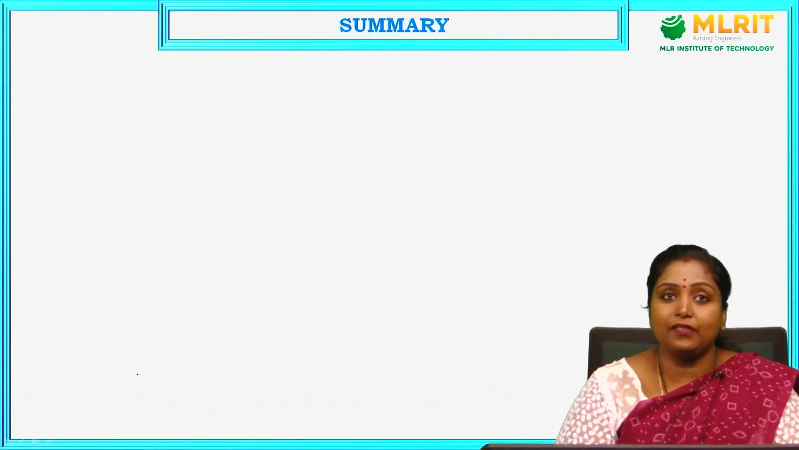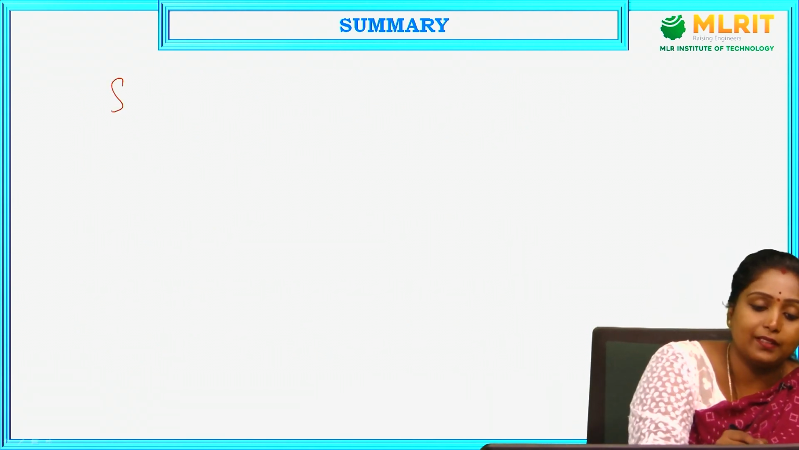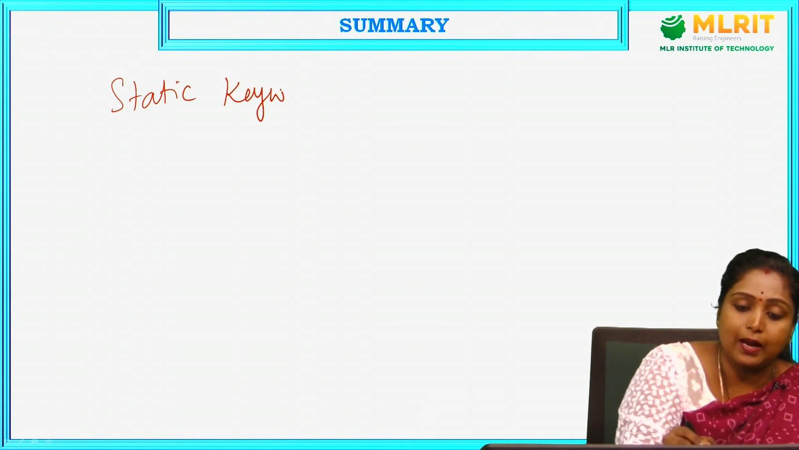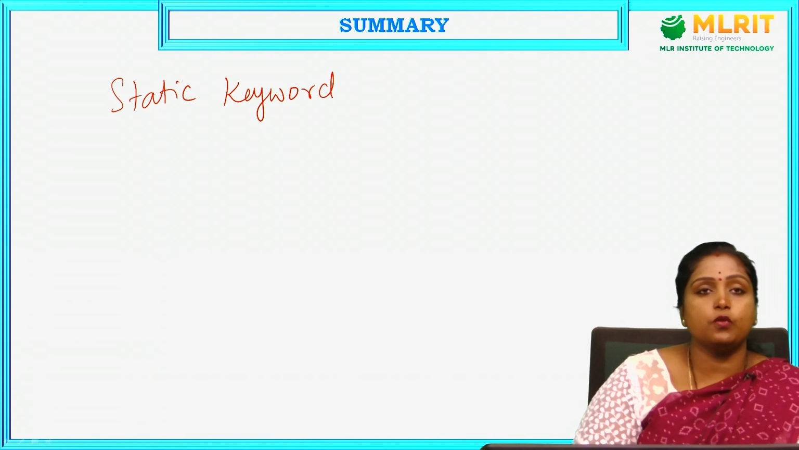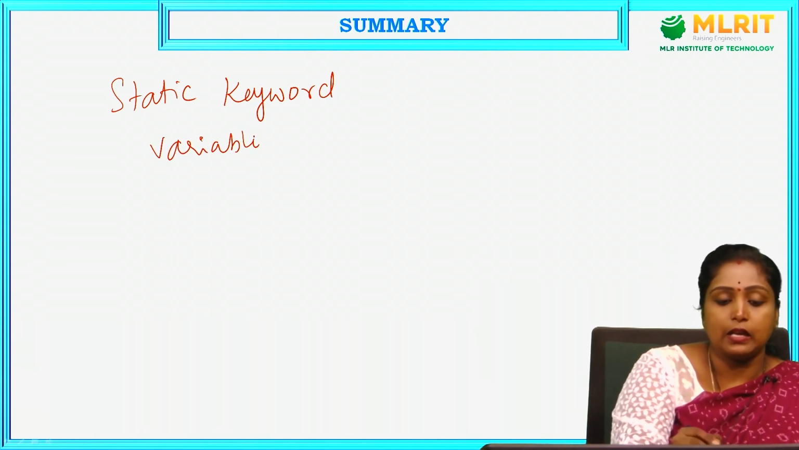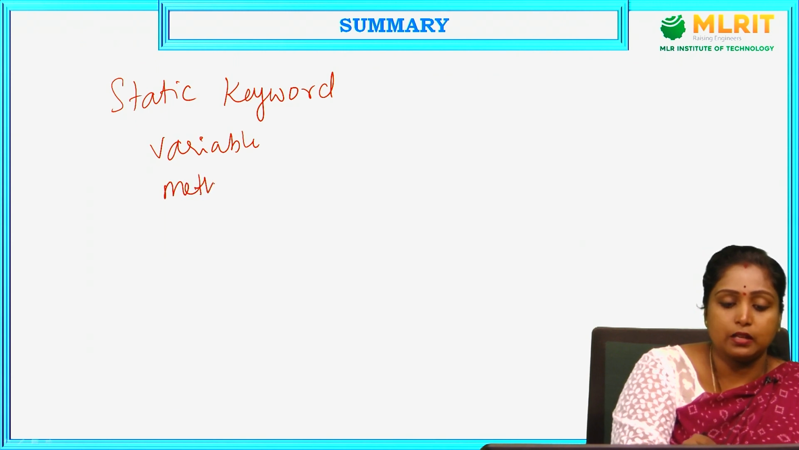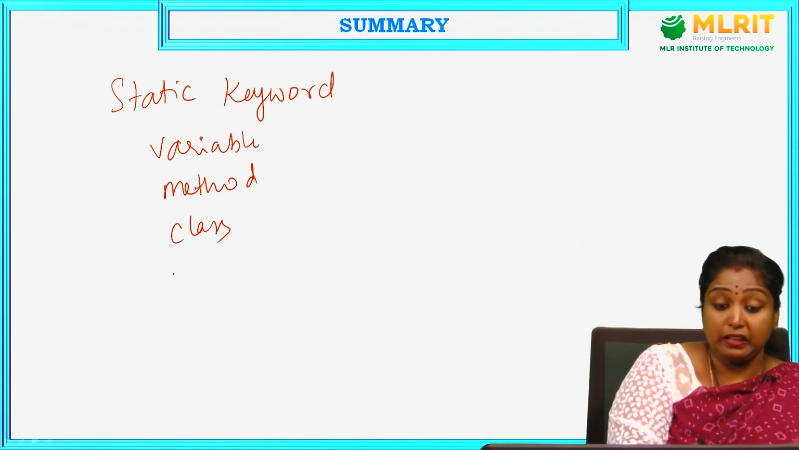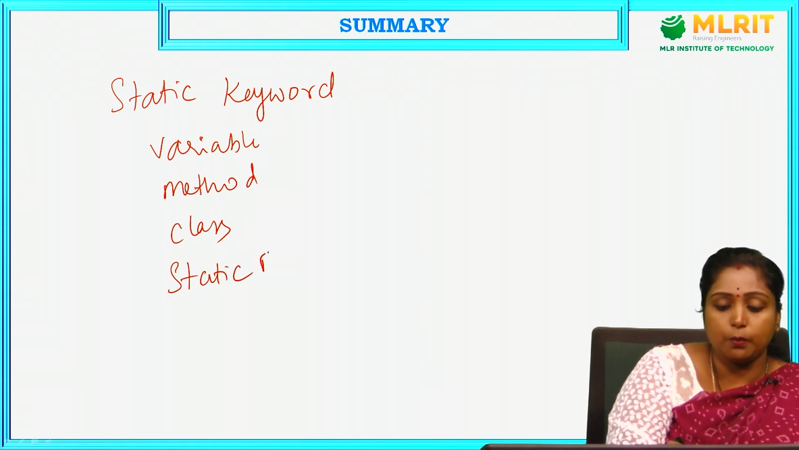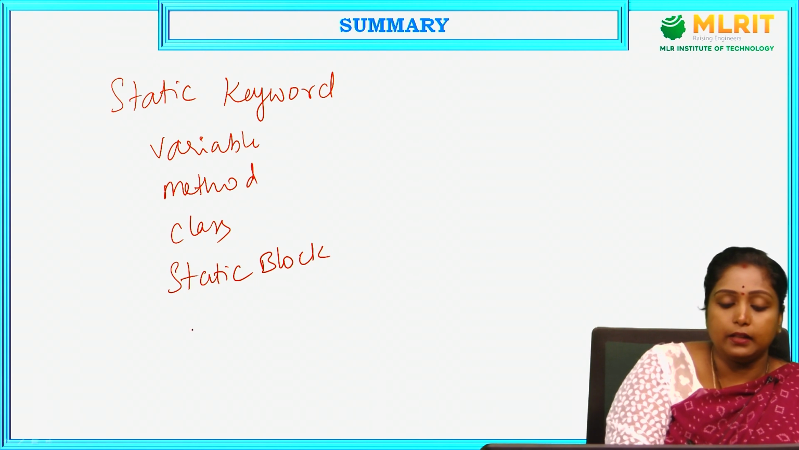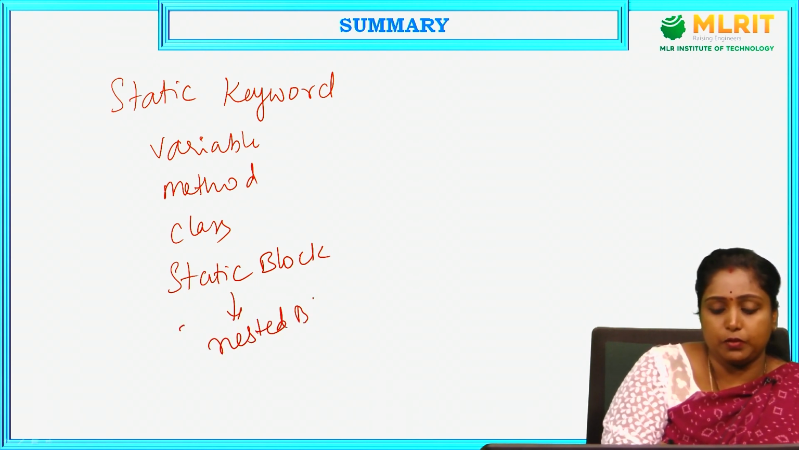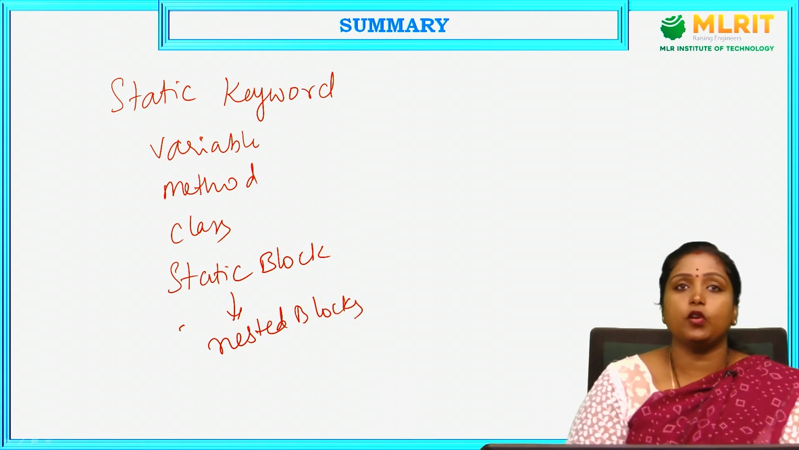What we have seen in today's session is what the static keyword is. Whenever you write static before a variable, before a method, or before a class, and you can have a static block, which is also called a nested block. This is what we have seen in today's session.